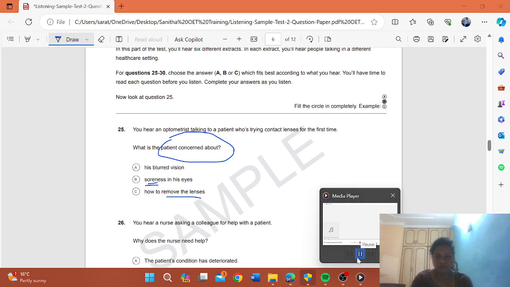Extracts. In each extract, you'll hear people talking in a different healthcare setting. For questions 25 to 30, choose the answer A, B, or C, which fits best according to what you hear. You'll have time to read each question before you listen. Complete your answers as you listen. Now look at question 25. You hear an optometrist talking to a patient who's trying contact lenses for the first time. Now read the question.